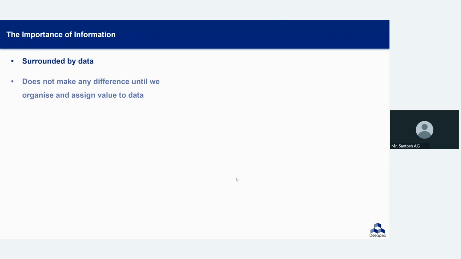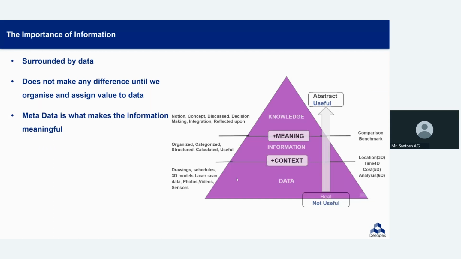Now moving on to the importance of information. In today's digital world, we are surrounded by data. Some might even say too much information. But it doesn't make any difference until we begin to organize and categorize that data by assigning values of trustworthiness, responsibility, historical background, liability, and so on. As seen in the previous slide, metadata, or the data about the data, is what makes information useful, actionable, or meaningful. From meaningful structured data or information, we can begin to learn, which, when combined with experiences and insights, gives us an understanding and we gain the knowledge.